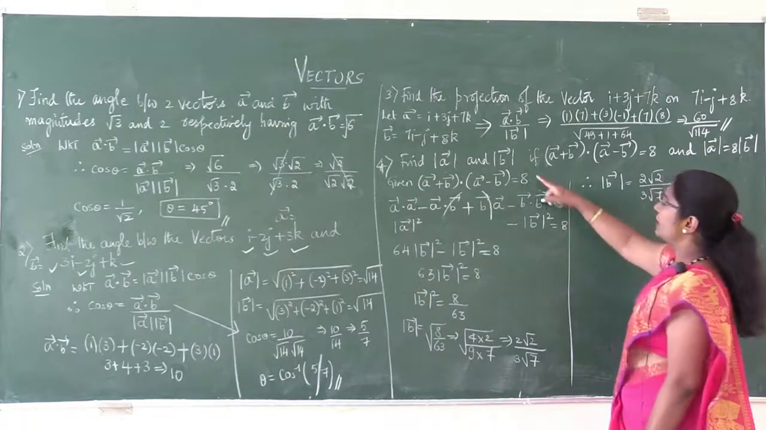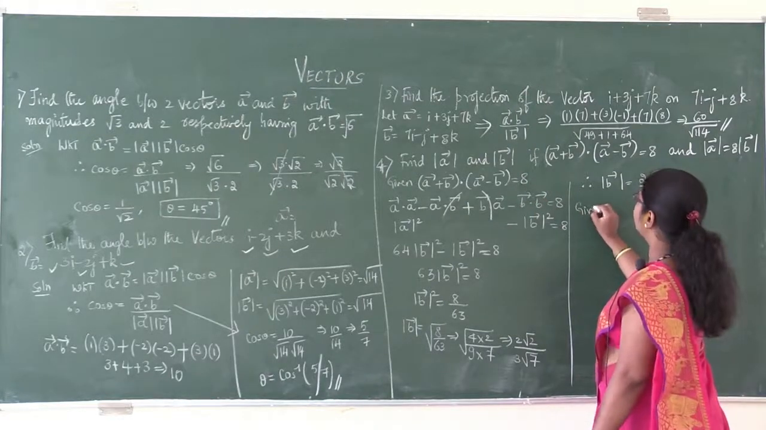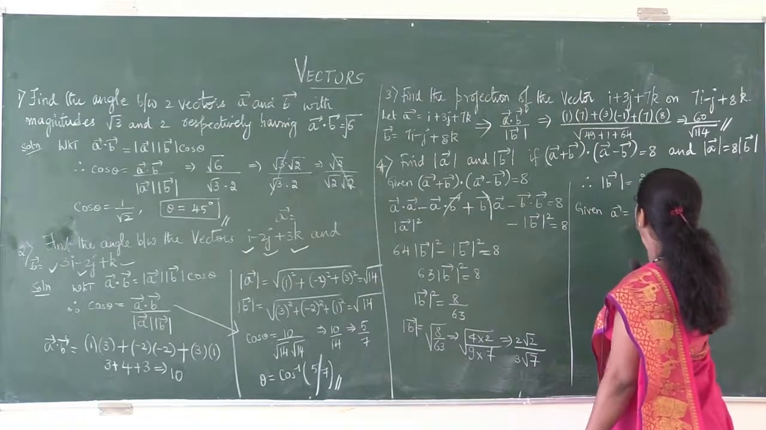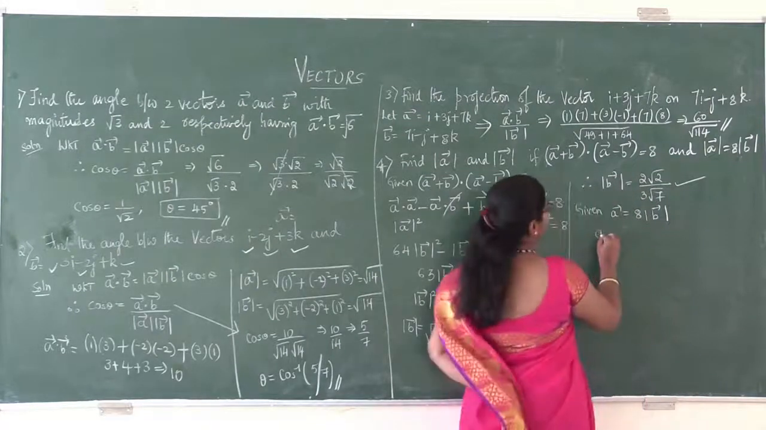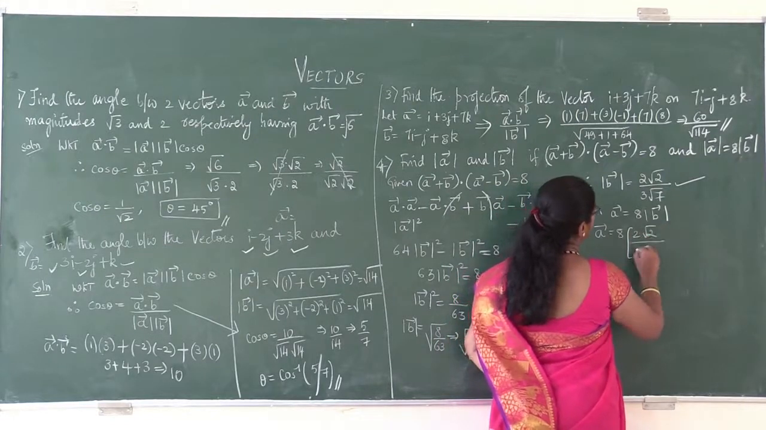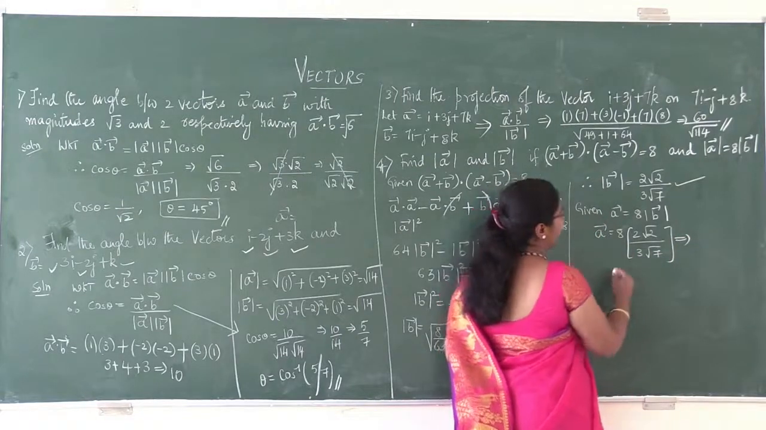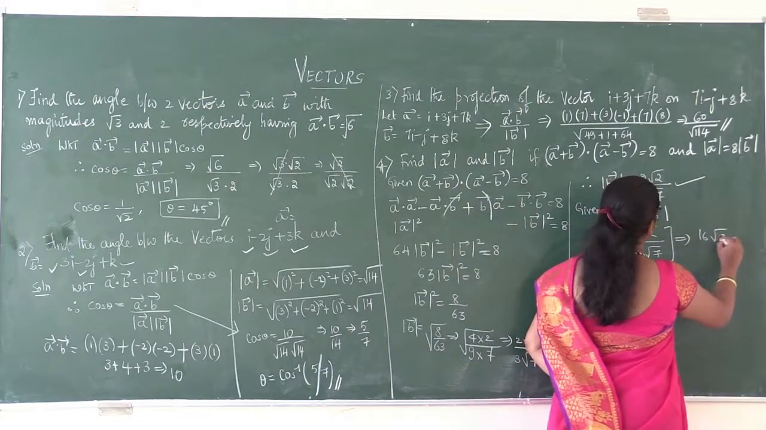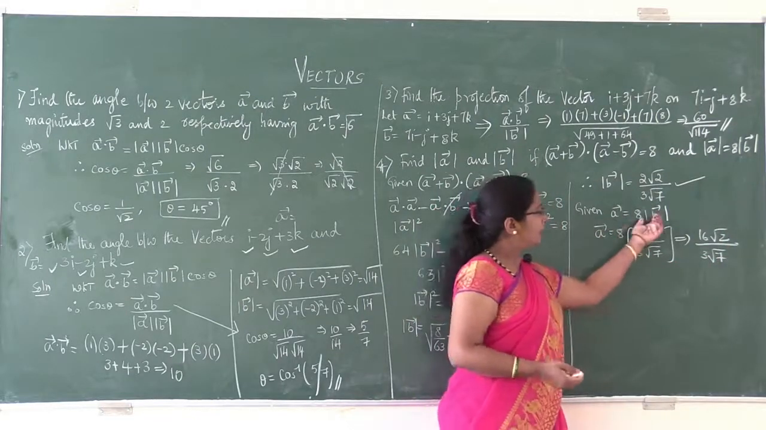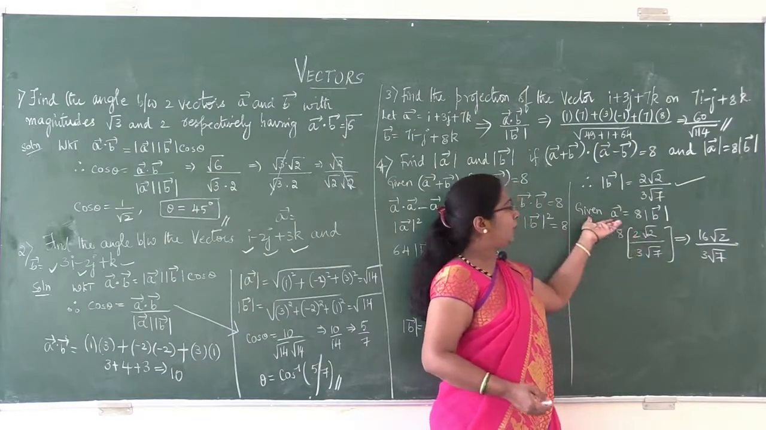Next, we finished finding the value of vector B. We are supposed to find the value of vector A. What is given? The magnitude of vector A is equal to 8 times the magnitude of vector B. But what is the magnitude of vector B? 2 root 2 divided by 3 root 7. So the magnitude of vector A is 16 root 2 divided by 3 root 7. Substituting the value of the magnitude of vector B, what is the given data?